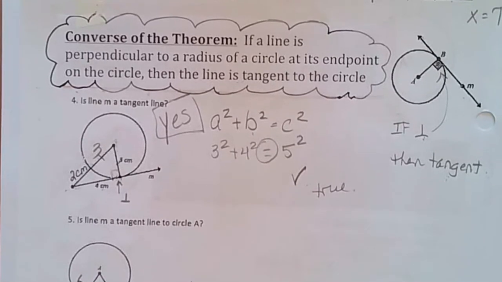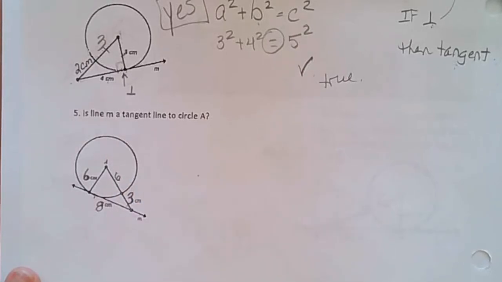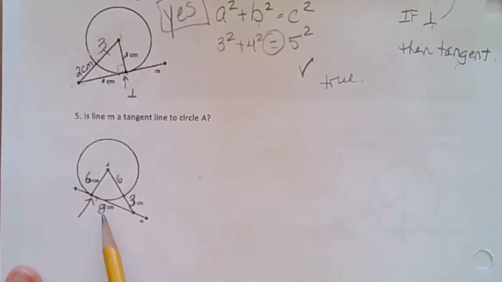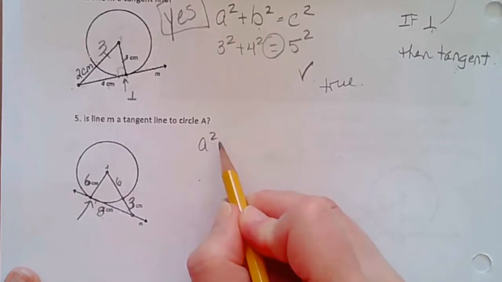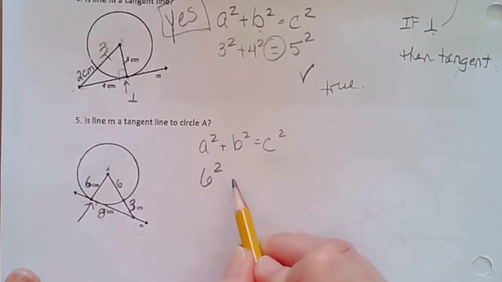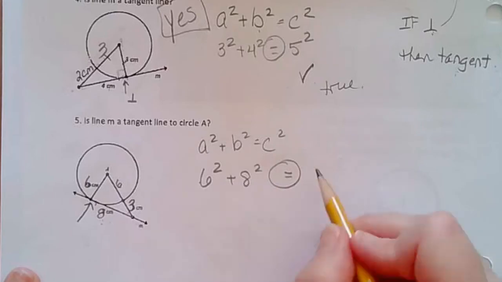When I move on to number 5, let's check this one out. It's kind of the same setup where they give us the radius and this external segment length here. This piece is 3. Well, I know that this is 6. If it's a right triangle, the right angle has to be here, making 6 and 8 my 2 legs. So those are my A and my B. So when I try the Pythagorean theorem, a squared plus b squared, 6 squared plus 8 squared, we want to know if it's equal to 6 and 3 is 9 squared.